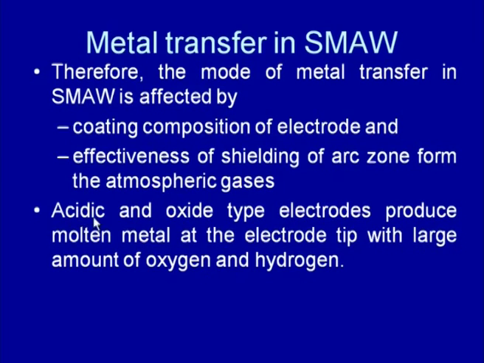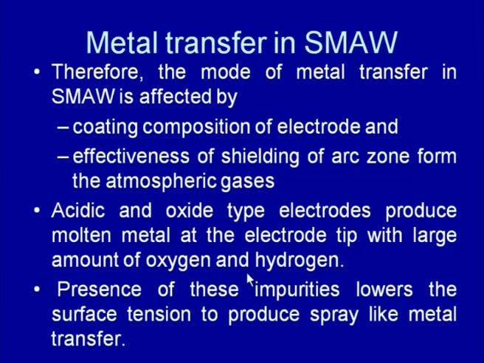So, if we use acidic and oxide type of electrodes, they will result in a lot of oxygen and hydrogen with the molten metal, and this in turn will facilitate a significant reduction in surface tension, which will produce the spray kind of metal transfer. So, the presence of impurities will lower the surface tension, and the reduced surface tension will facilitate easy detachment of the molten metal drops from the electrode tip, which in turn will produce the spray kind of metal transfer.